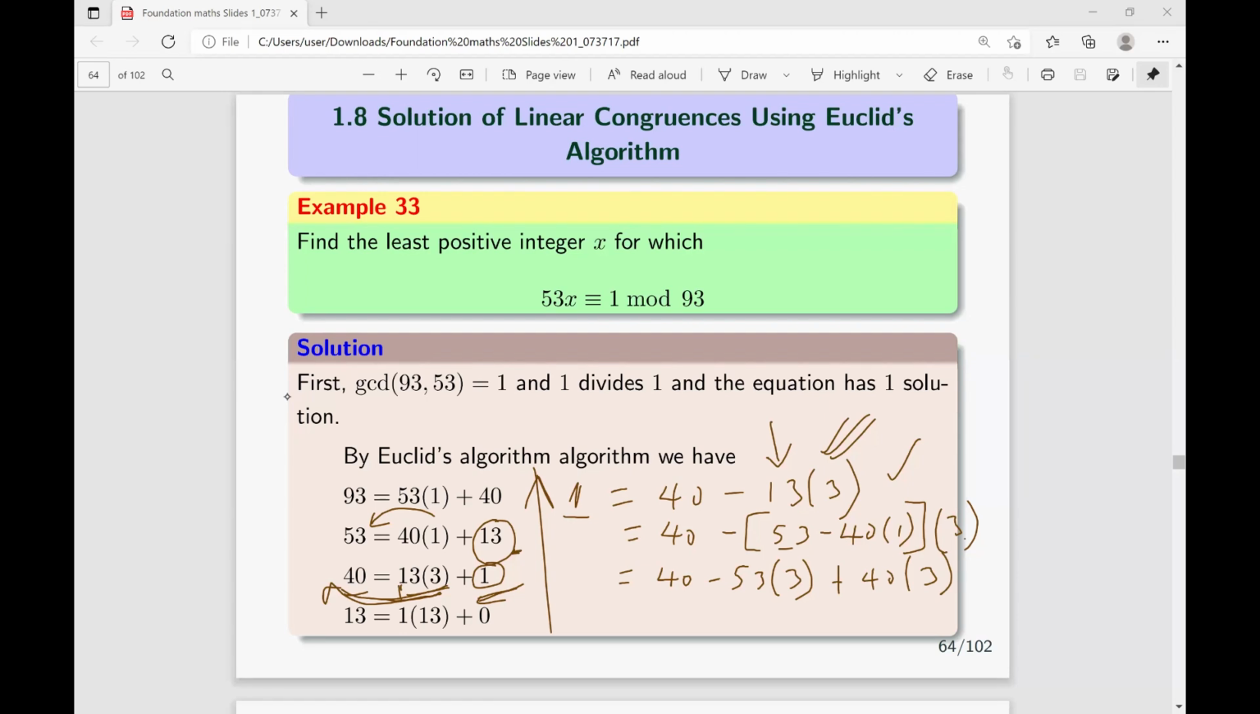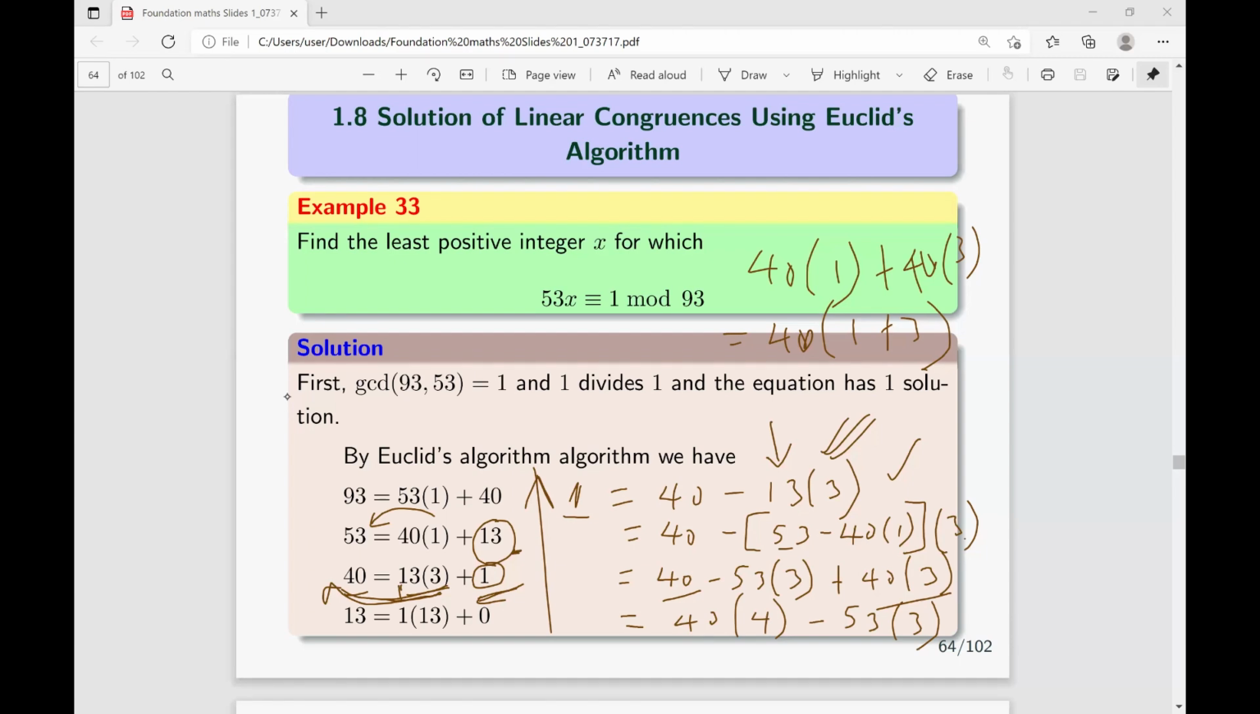At this point, you collect the like terms, and I'm seeing these like terms. And this 40 is just like somebody giving you 40 times 1. And so then I have 40 times 3, and I'm combining these two. So this is the same as 40. Whatever is inside the bracket is 1 plus 3, which is 4. So this gives me 40 times 4, then minus 53 times 3.